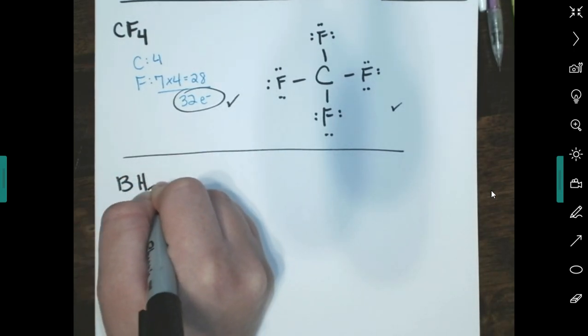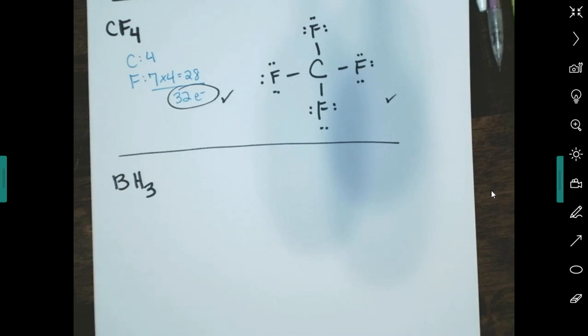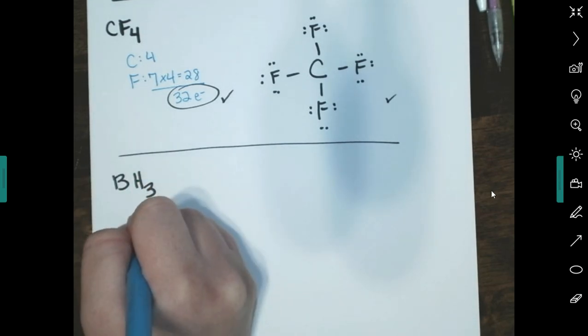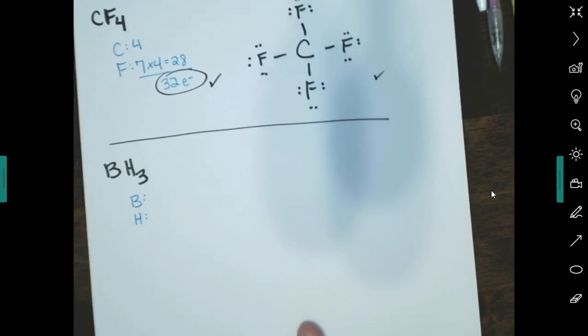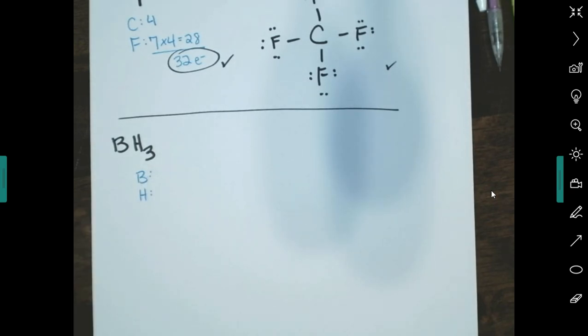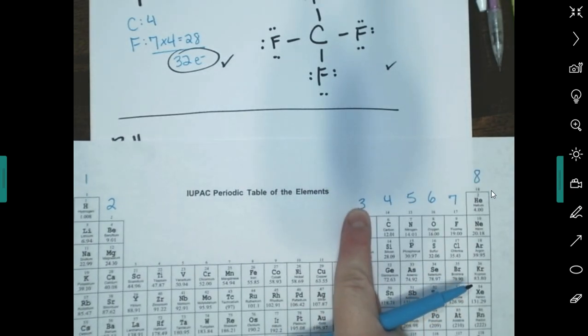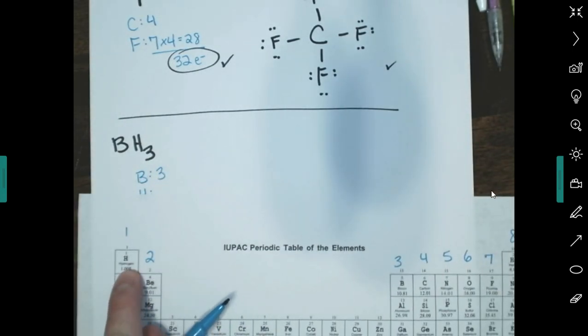BH3. This is a really good example because it shows you 2 big exceptions to the octet rule. Okay, so first let's tally up our valence electrons. So we have boron and we have hydrogen. It's very important that you do this step and don't skip it, because it can get you into trouble if you skip this step. So boron, if we look at the periodic table, has 3 valence electrons. And hydrogen has 1 valence electron.